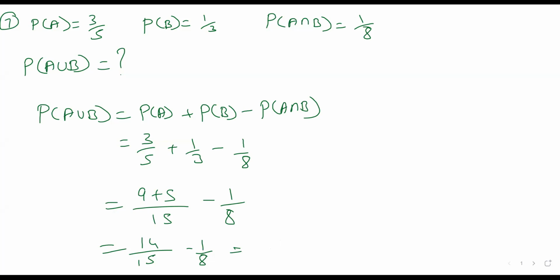Cross multiply करो. 14 into 8, 112 minus 15 upon 120. It's 97 upon 120. This is the probability that they will get at least one. Whenever they say at least, it is union. Let us understand these concepts. बहुत ही आसान है ये कंसेप्ट.